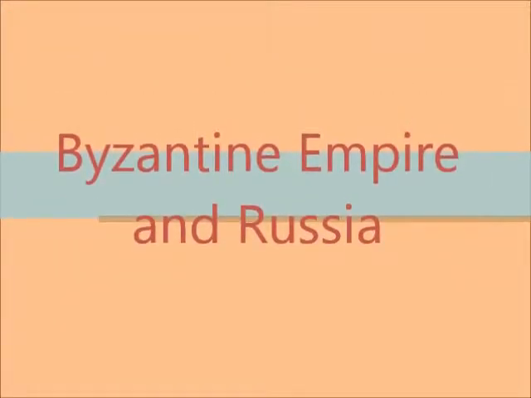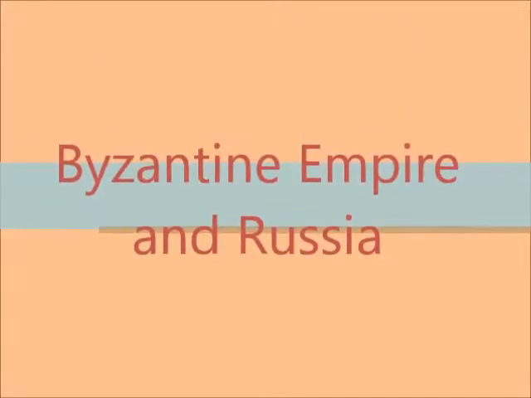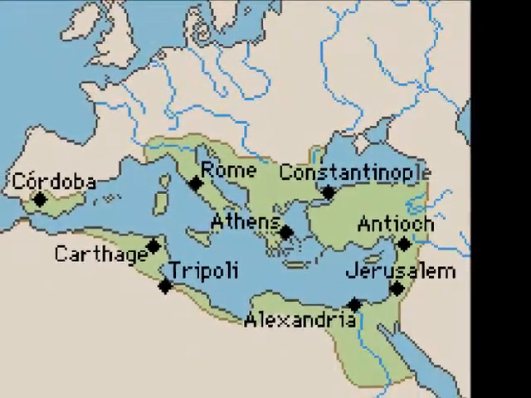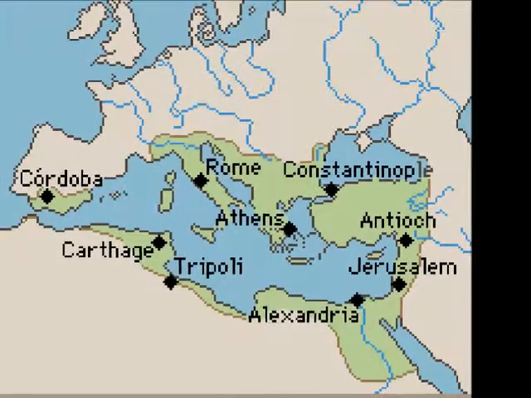Today we begin our unit on the Byzantine Empire and Russia. So we're going to look at how the Byzantine Empire eventually developed into Russia and then into the Soviet Union and back to Russia again. So first off, we have to start with the Byzantine Empire.